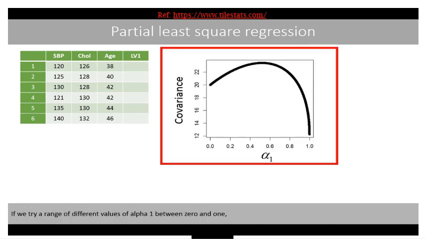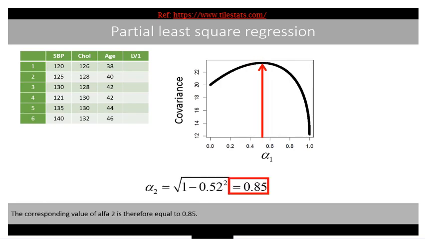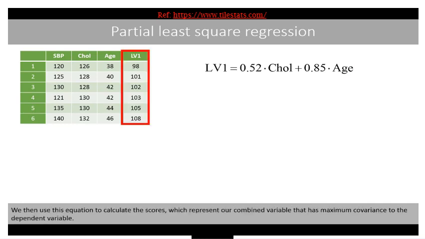If you try a range of different values of alpha 1 between 0 and 1, we see that the value of alpha 1 that results in maximum covariance is about 0.52. The corresponding value of alpha 2 is therefore equal to about 0.85. This means that in order to get maximum covariance between the combined variable and the dependent variable, we should use the following equation. We then use this equation to calculate the scores, which represent our combined variable that has maximum covariance to the dependent variable.